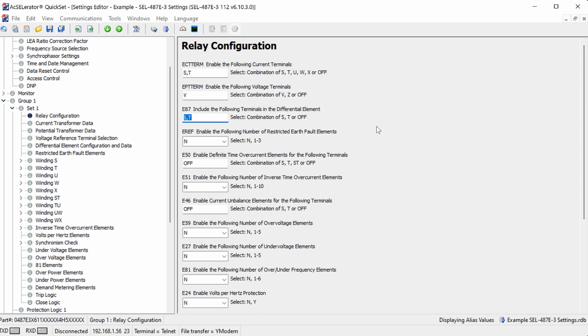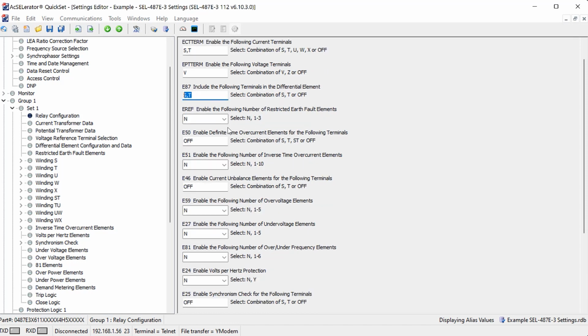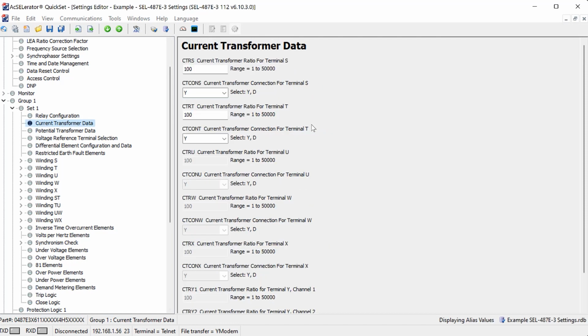In this case, again, we have a current transformer on the high side that's going to be wired into our S input. And then we have the low side currents that's going to be wired into the T input. All right, so I'm going to leave everything else default. I'm going to focus over here on the current transformer data. This is where we give the relay information about the CT ratios and the CT connections.